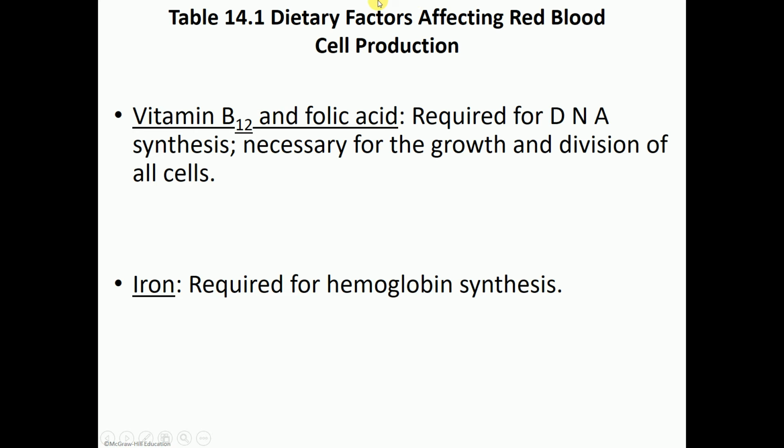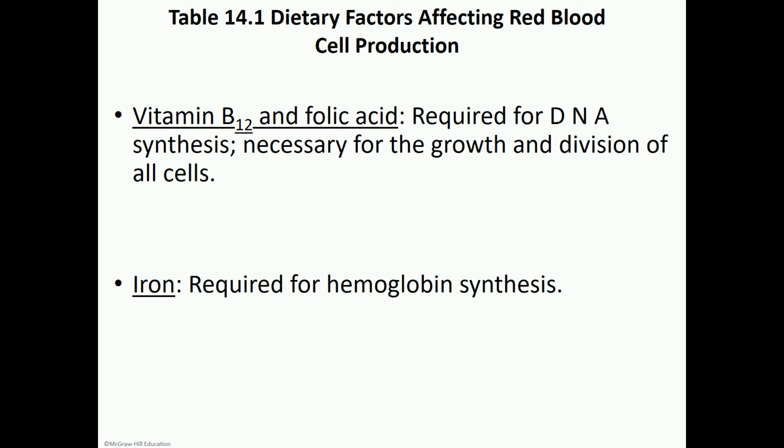What are the dietary factors that our bodies need in order to produce RBCs? Well, they're vitamin B12 and folic acid, and those are both required for DNA synthesis that is necessary for growth and division of all of our cells.